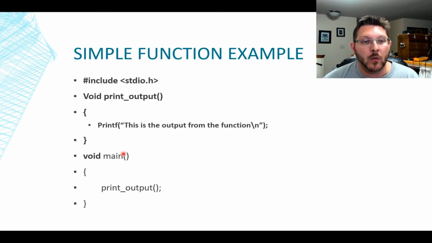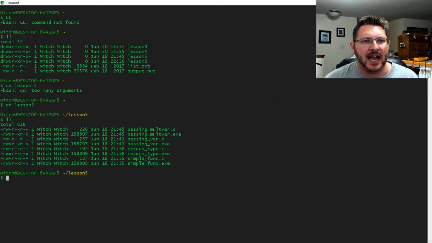Okay. So when the main function runs, this function will get loaded into memory, and it will await execution until you call it in the main function. So in the main function, we do a print output, and then there it is. So let's go see this in action.